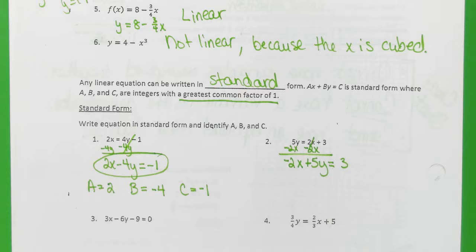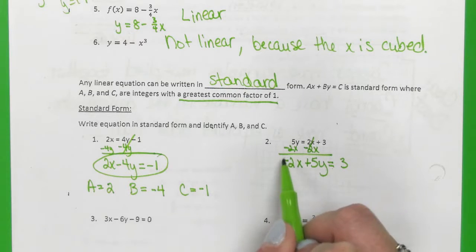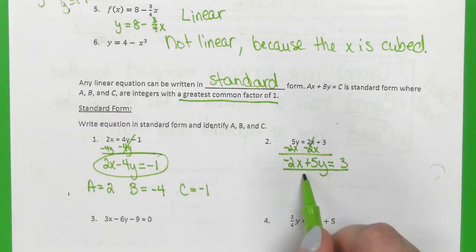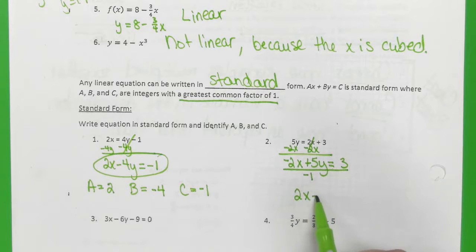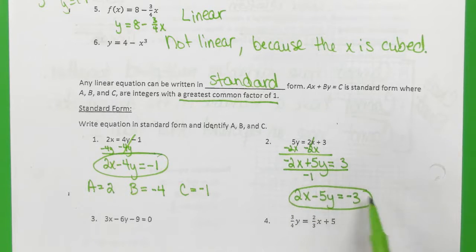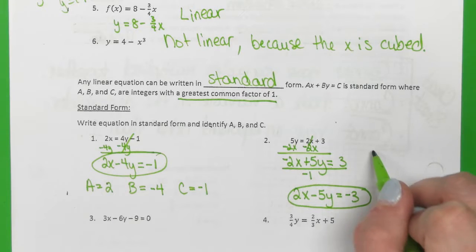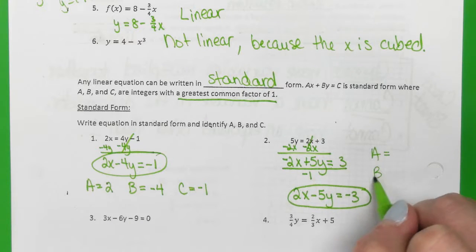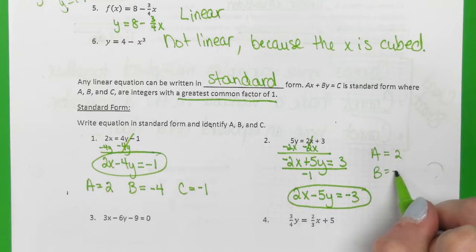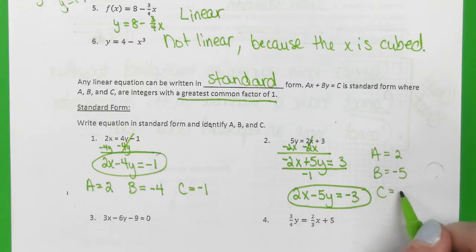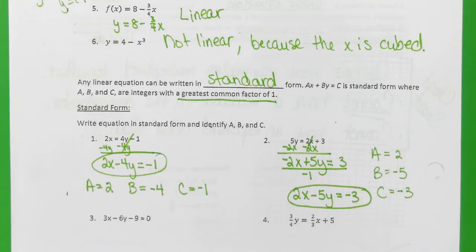Go through our checklist. Can't have a fraction. How do I get rid of that negative 2? Multiply or divide by negative 1. It changes all of your signs. And then 2, 5, and 3. What's the only number that goes into all 3 of them? 1. All right, what's my A, B, and C? Beautiful. Beautiful, beautiful.